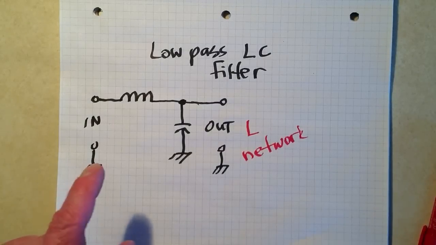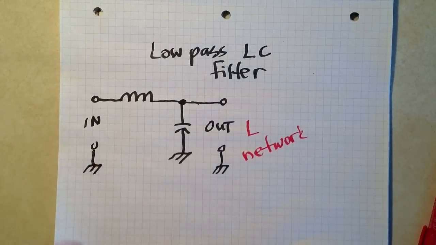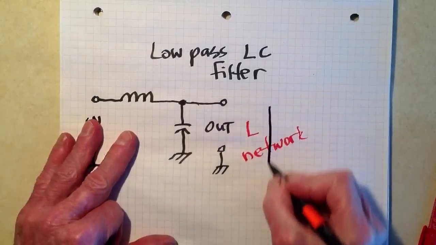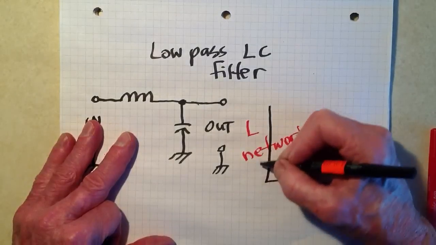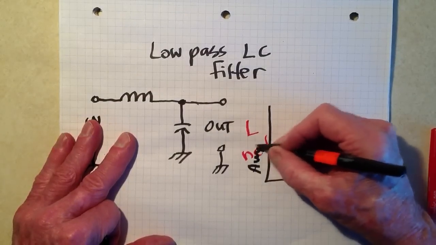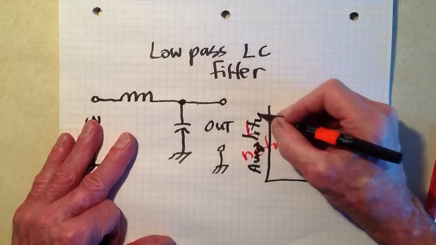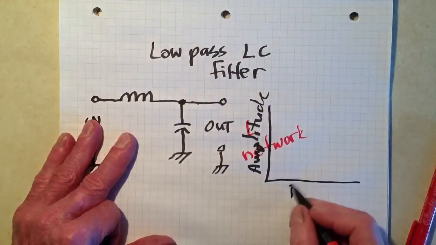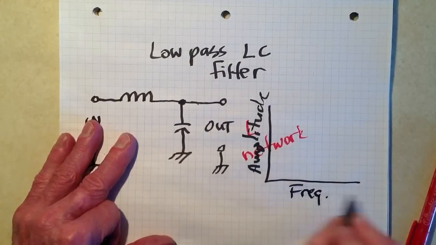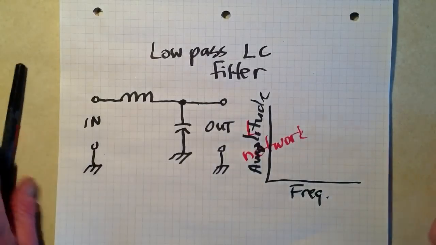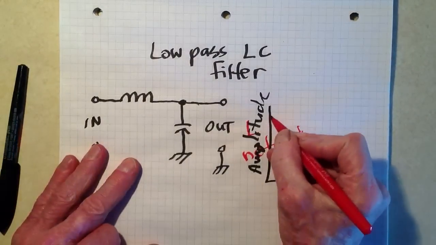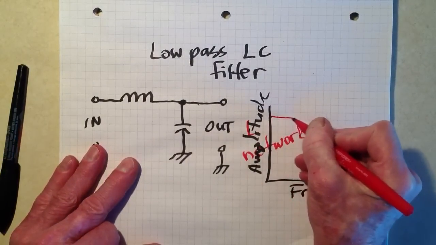So a low-pass response, as you might call it, if you graph amplitude on the vertical axis and frequency on the horizontal axis, increasing frequency going to the right, stronger and stronger signals going up, you'll get a response that looks something like this.